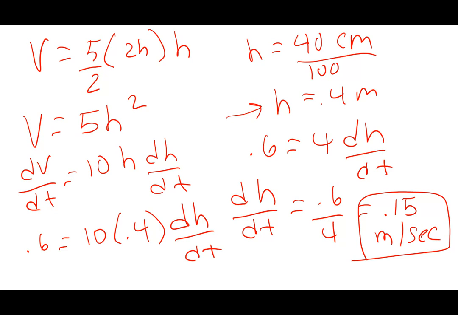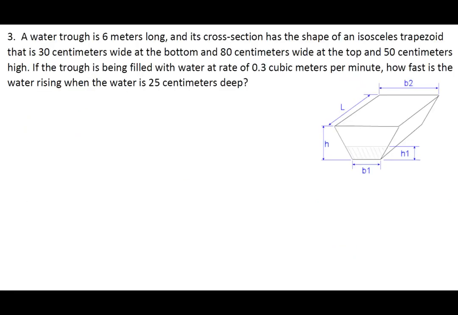Okay, and finally here we're going to talk about number 3. Here we have a water trough that is 6 meters long, and it has a cross section, which means a face, which is the shape of an isosceles trapezoid. So here's my isosceles trapezoid here, and again, it's important to know that it's isosceles so that we know the two sides are equal. It's 30 centimeters wide at the bottom and 80 centimeters wide at the top and 50 centimeters high.